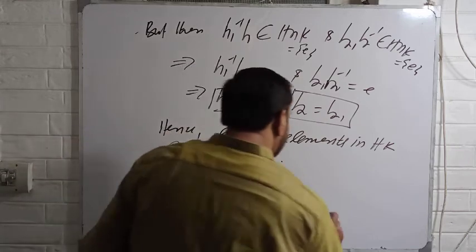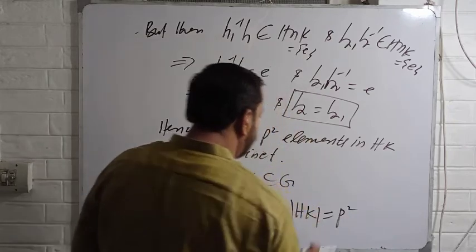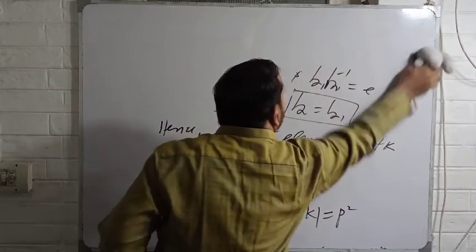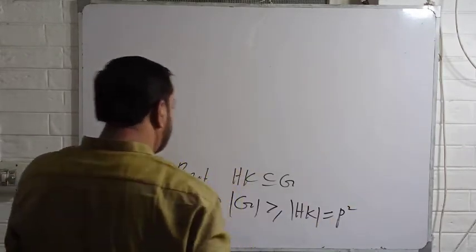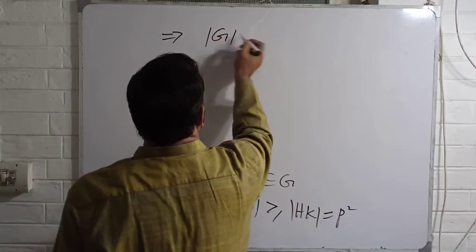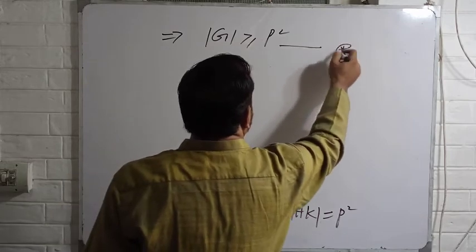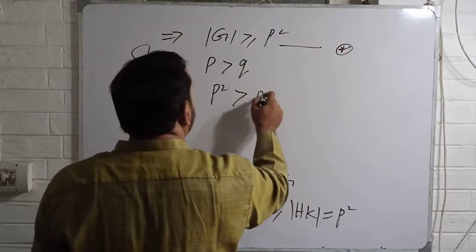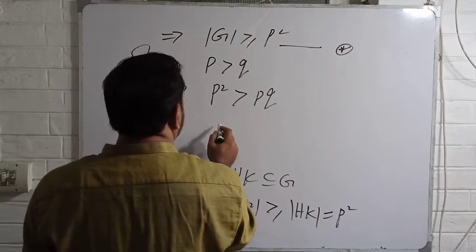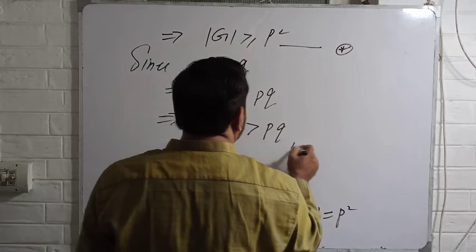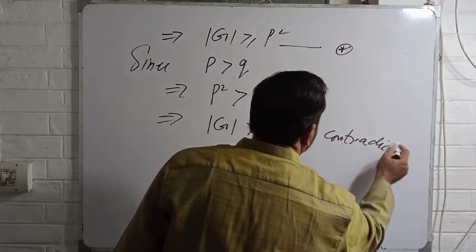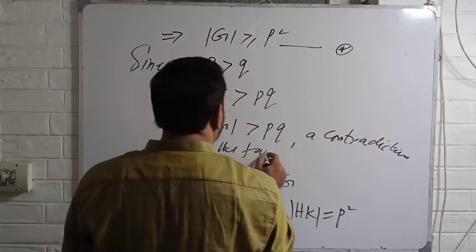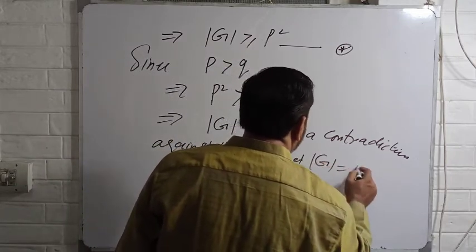But what is order of HK? Which is equal to P square. Hence, order of G must be at least P square. This implies order of G is greater than or equal to P square. Now, say star. Since P is greater than Q, this implies P square is greater than PQ. This implies order of G is greater than PQ, a contradiction against the fact that order of G was PQ.